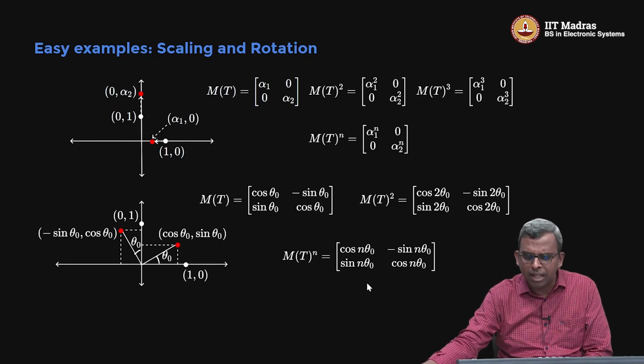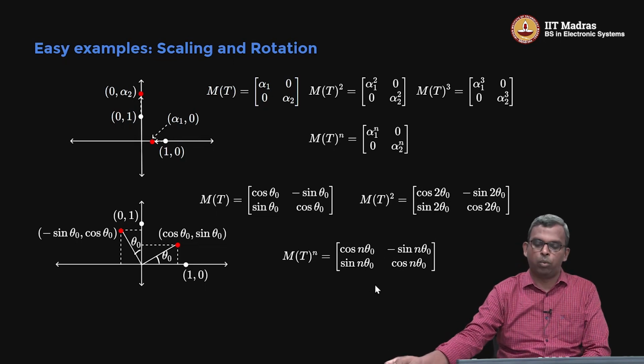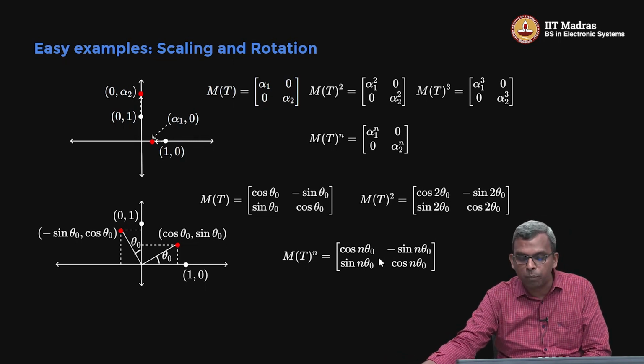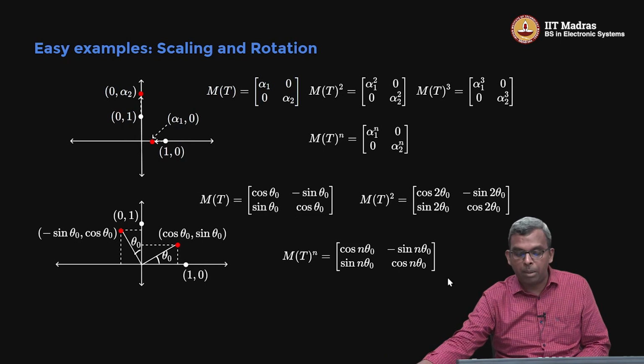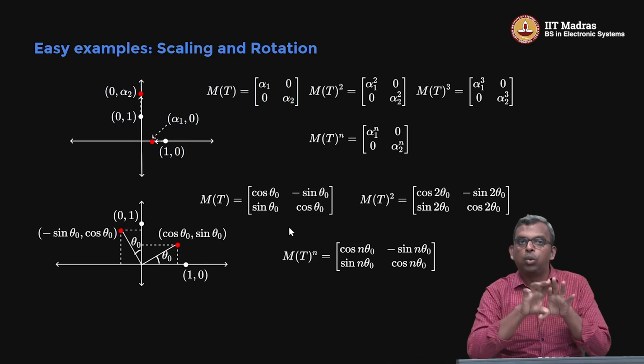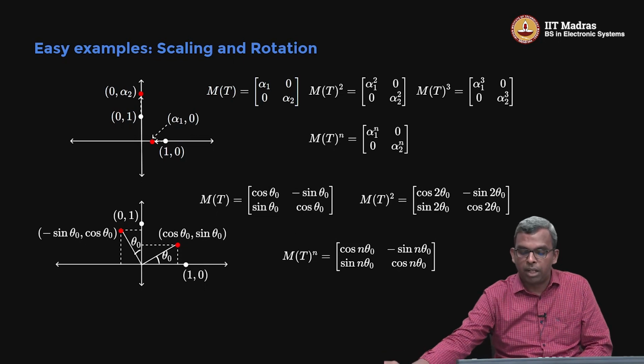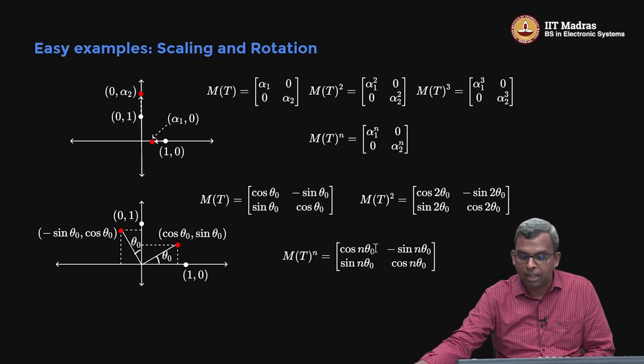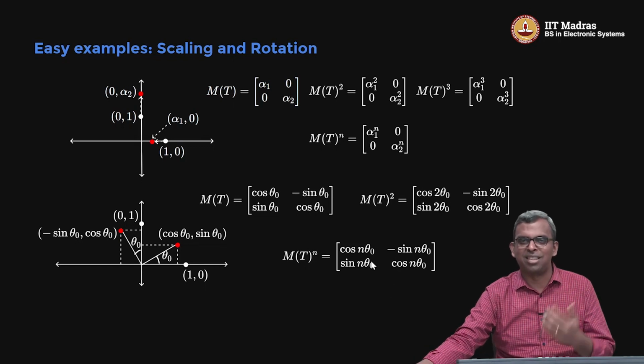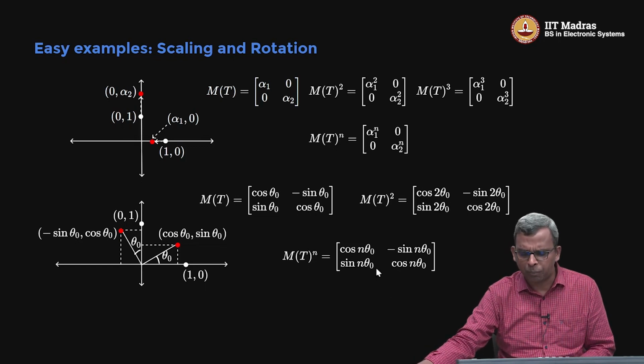How do you prove this in general? You can use something called induction. Okay, so you assume that this is true for n and then you say m of t power n plus 1 is this guy multiplied by this guy. When you multiply this m of t power n by m of t, you can use your trigonometric identity for cos a plus b and sin a plus b and show that you will get cos n plus 1 theta, minus sin n plus 1 theta, etc. So, this is also an exercise. Those of you who are interested in such proofs, try those proofs. Okay, but otherwise it is a very intuitive result to see.